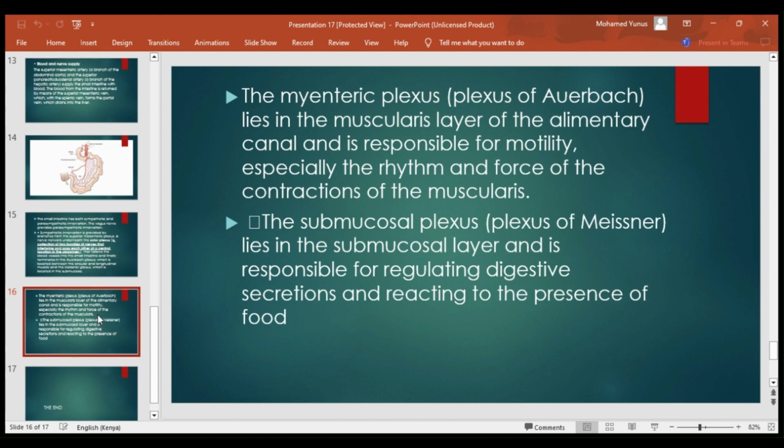So that's all we have for today's presentation about the small intestine.